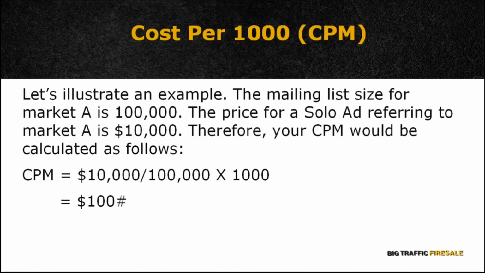Let's illustrate an example. The mailing list size for Market A is 100,000. The price for a solo ad referring to Market A is $10,000. Therefore, your CPM would be calculated as follows. CPM equals $10,000 divided by 100,000 times 1,000, which equals $100. This means it'll cost you $100 to reach 1,000 audience in Market A.